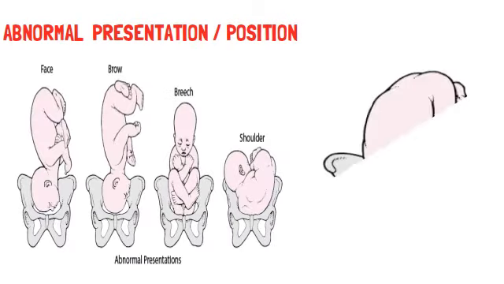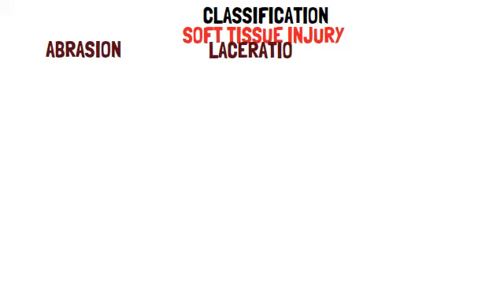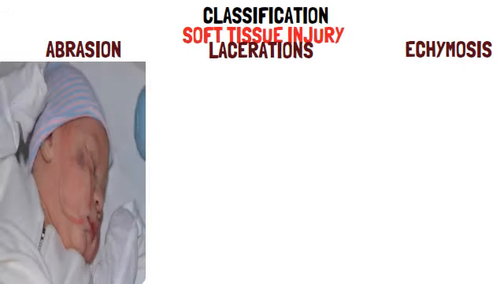Now let's have a look at the most common types of birth injury. The classification of birth injury is as follows. Soft tissue injury. It includes abrasion, laceration, ecchymosis and subcutaneous fat necrosis. Abrasion is a superficial reddening of skin with impaired integrity that usually is the result of application of forceps.